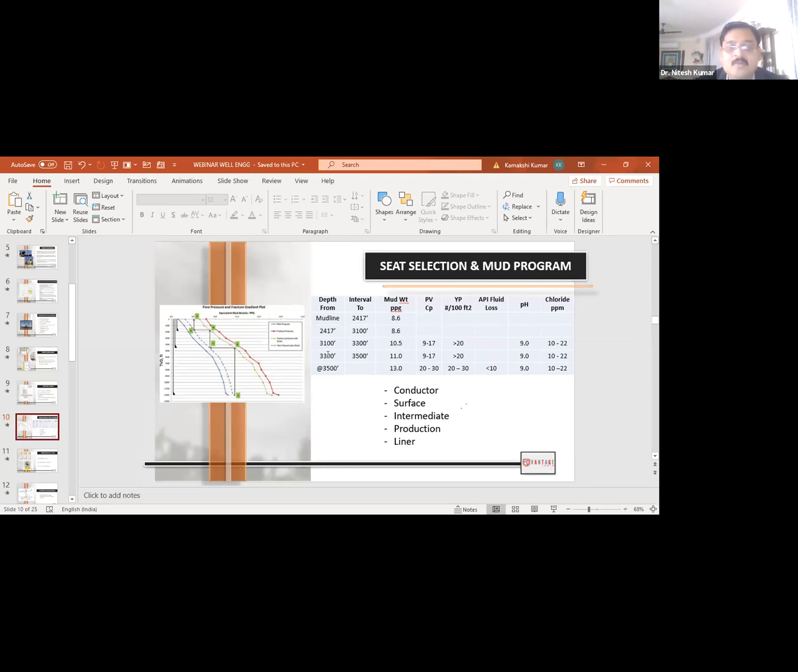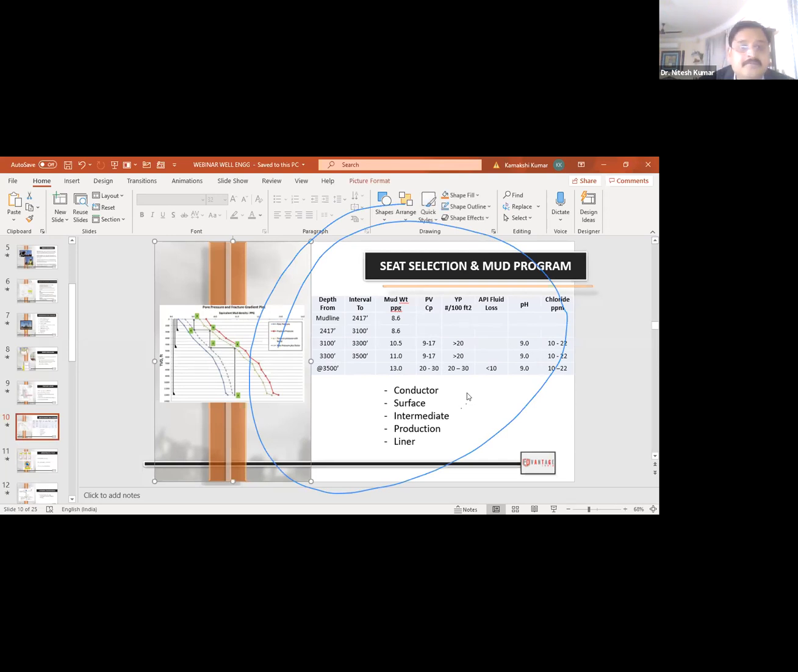You gradually increase the mud weights with the depth, and it's not just the weight. You also look at the PV, YP, API fluid loss, pH, chlorine, all this. So this is all part of fluid engineering, guys. And we shall discuss some of this information as well in the course, okay?